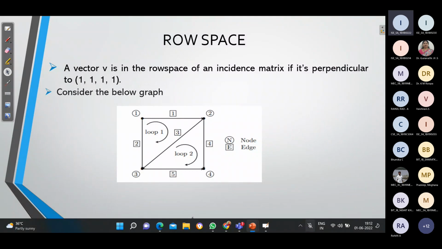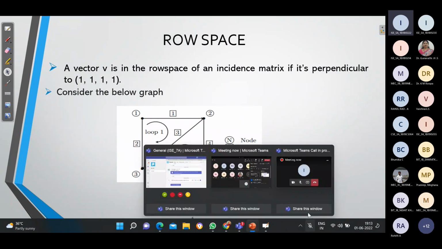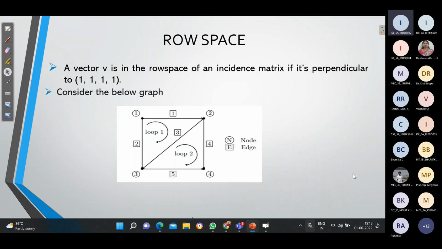So, row space. A vector v is in the row space of an incidence matrix if it is perpendicular to the vector 1 1 1 1. So we consider a graph here. You can see that there are two loops, four nodes, and five edges in this graph. For this, you need to write an incidence matrix.